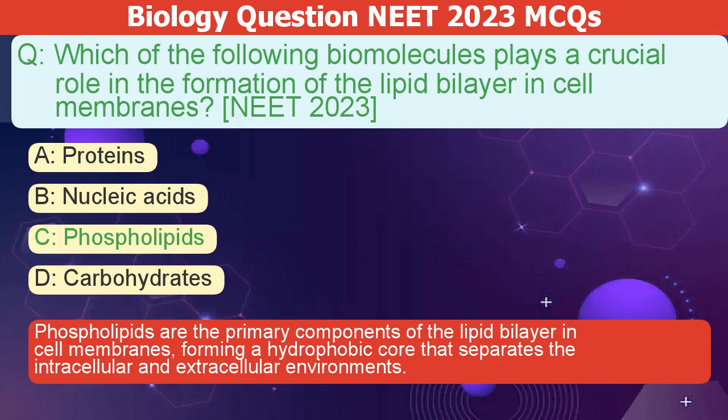The correct answer is C. Phospholipids are the primary components of the lipid bilayer in cell membranes, forming a hydrophobic core that separates the intracellular and extracellular environments.